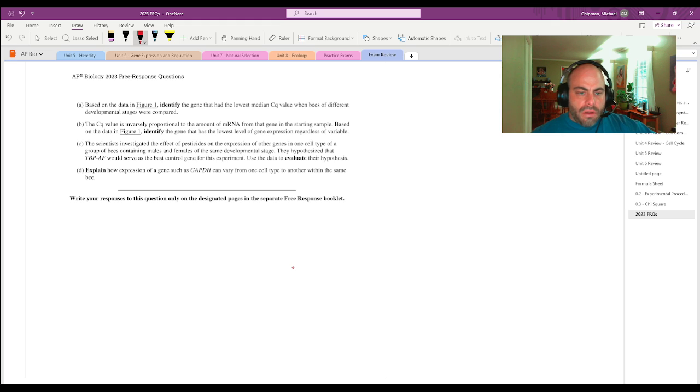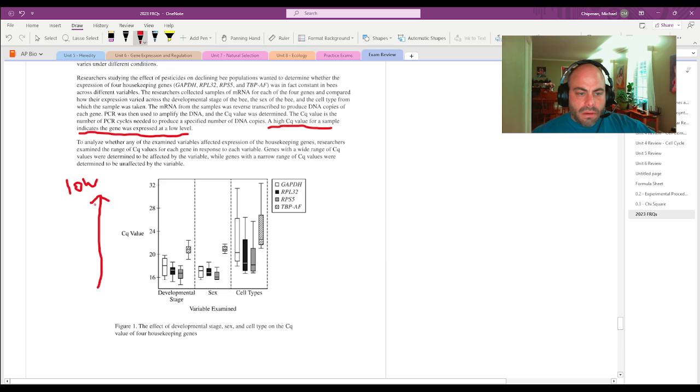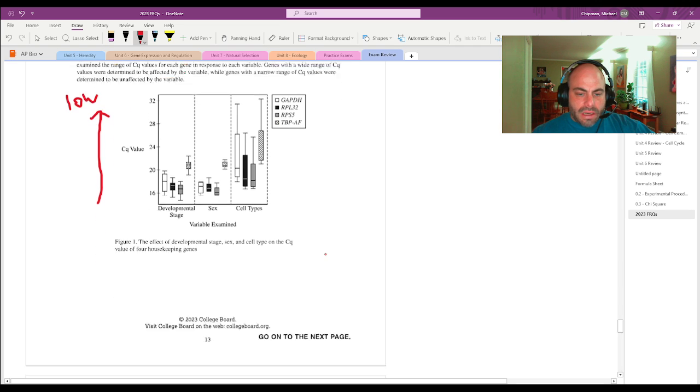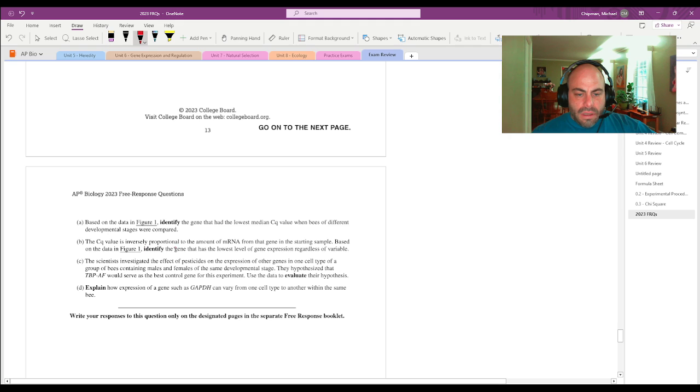Part B. CQ value is inversely proportional to the amount of mRNA from the gene in the starting sample. Based on the data in Figure 1, identify the gene with the lowest level of gene expression regardless of variable. Again, look here. We've already told ourselves that highest means low. There it is. Identify again, TBP-AF, whatever that is, has the lowest level of gene expression regardless of variable. This should have been an easy one.